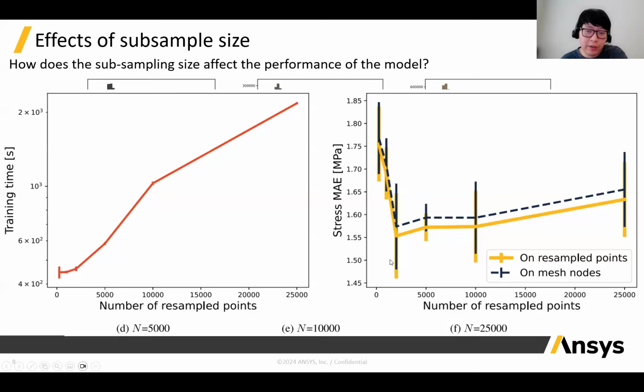When you also compare the variation across five different runs, I think we repeated the training five times. Each time we randomly sample the subsample points again, so fully random. And then we look at the spread. We can see that there exists an optimal point that balances the prediction accuracy as well as the scattering of the data. So 5,000 points is what we ended up picking for all our subsampling.